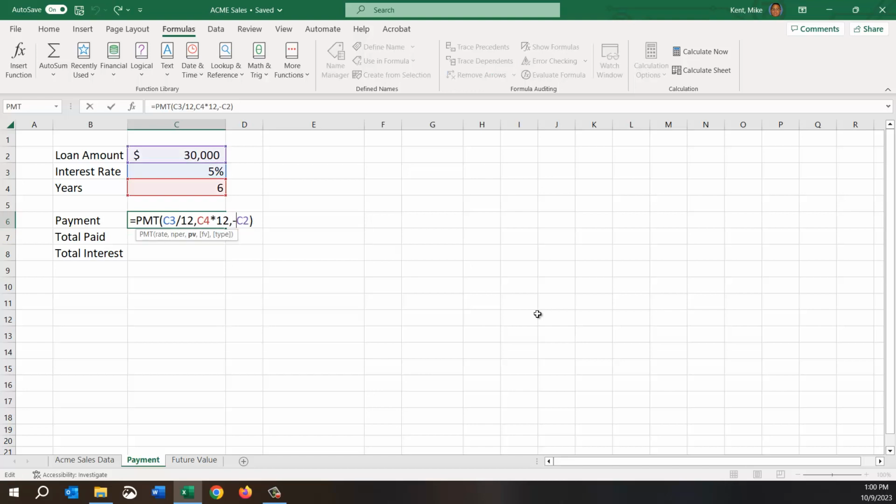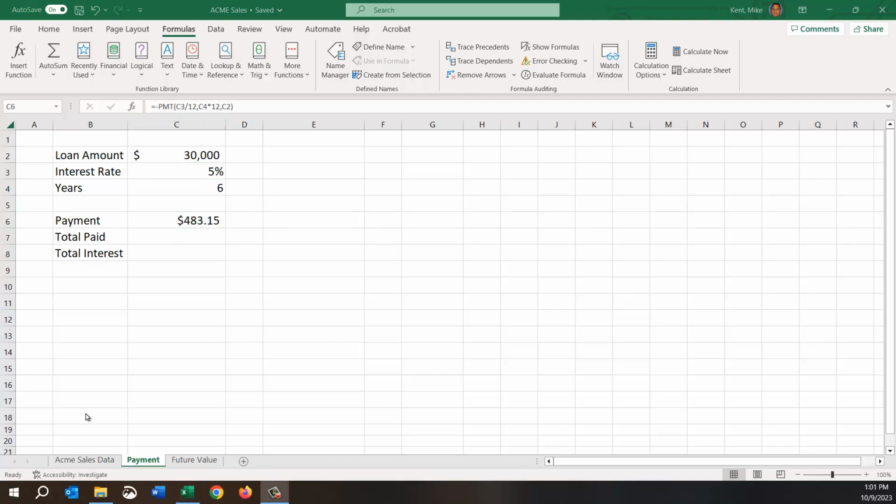But the way I typically do it is I just come to the beginning here right after the equal sign and put a minus sign. So if I want to buy this car for $30,000 at 5% interest for 6 years, it's going to be $483 a month. All right, so what is the total amount I paid for this $30,000 car?